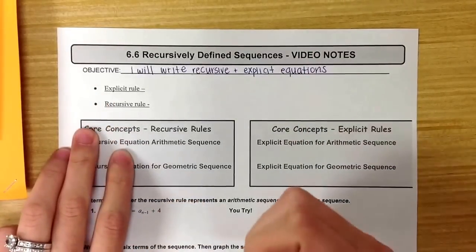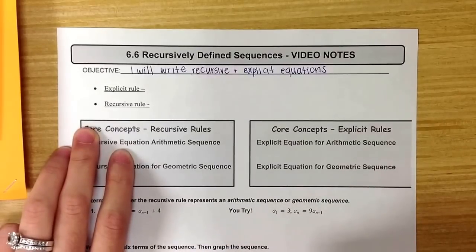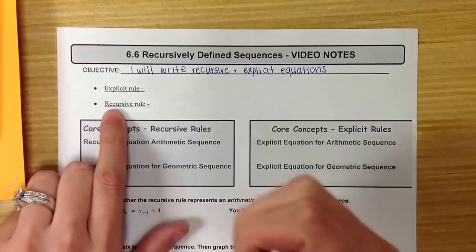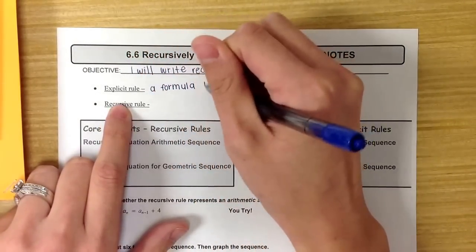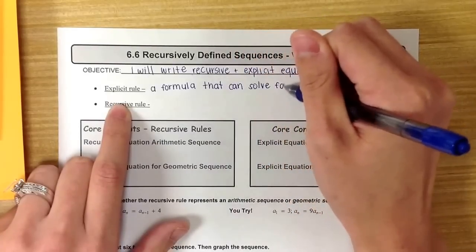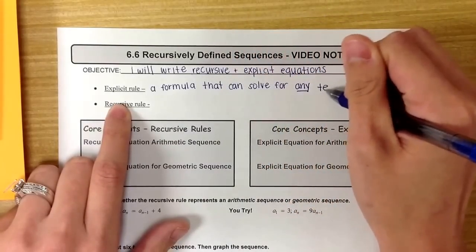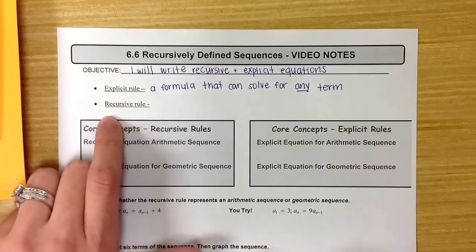rule. So basically, in the past, what we've had have been sequences, right? It's either been an arithmetic sequence or a geometric sequence. Well, with an explicit rule, they give us a formula that can solve for any term. Just like yesterday with your geometric sequences, they gave you a formula, and then if we said find the 64th term, you just plug in 64 into your equation and you'd be able to figure out what the answer would be.